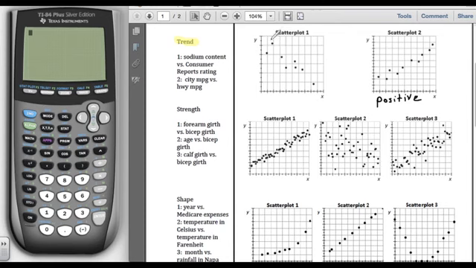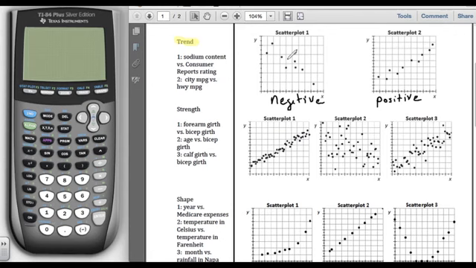On the other hand, if the scatter plot goes down from left to right, let's say it has a negative trend. Sodium content in a snack compared to its consumer report rating. Typically, higher sodium levels are bad for you, so as your sodium level, as your X goes up, your rating would go down to be less and less favorable. So we have snacks with low sodium here, they have a very high rating, and then your snacks with your higher sodium content, they have a lower rating.